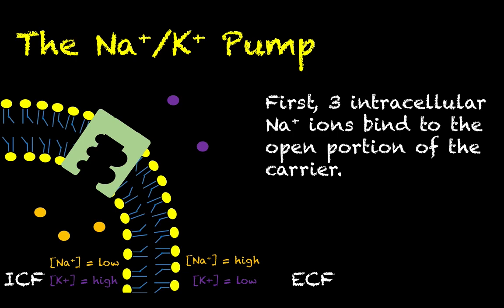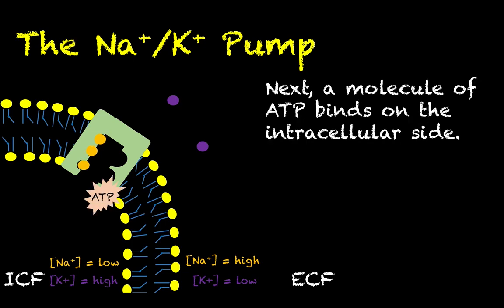So in terms of how this pump works, imagine that in a normal situation, we have our respective concentration gradients for both sodium and potassium. Sodium may be low in the intracellular fluid, but there is some sodium there. Similarly, potassium may be low in the extracellular fluid, but there is some potassium there. So the first thing that's going to happen is that 3 intracellular sodium ions will bind to the open portion of the carrier that, to begin with, faces towards the intracellular fluid. So you can see your 3 sodium ions bind there.